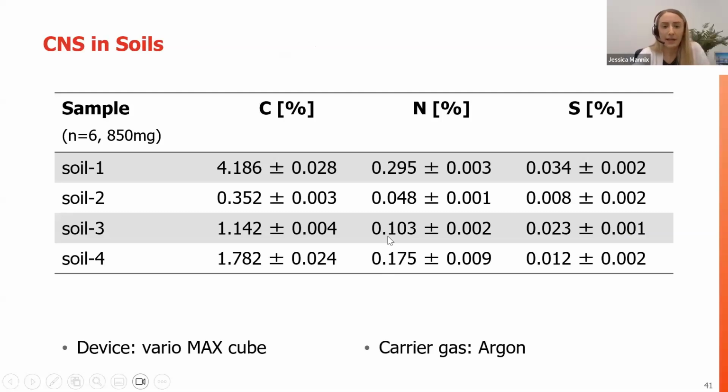This instrument, again, was the Vario Max cube, but this time was utilized with the carrier gas of argon. So I know I hadn't touched on before the fact that helium became hard to source and a little bit more expensive. And so a lot of customers transitioned over to argon, which on the bottom end of nitrogen doesn't give as perfect a sensitivity as helium does. But as you can see here, for these very low nitrogen concentrations, we were able to get great data using heterogeneous soils.